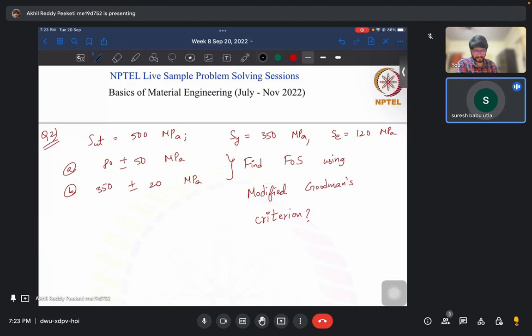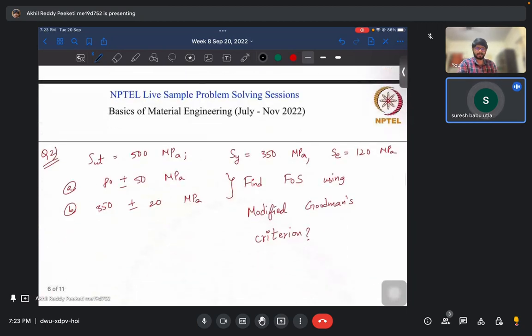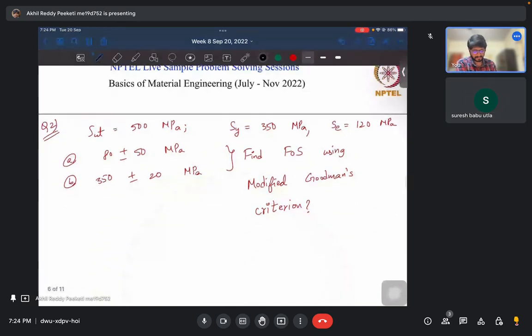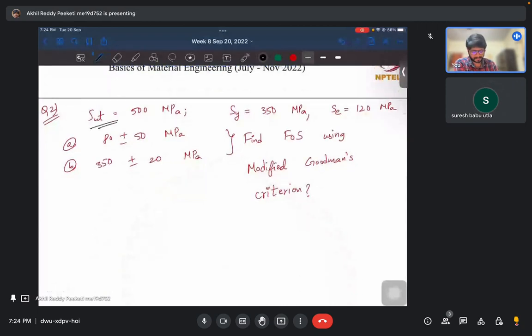So now, next question. We were given the ultimate tensile strength, yield strength, and endurance strength, and the stresses. So whenever you are given this plus or minus, the first one is the mean, the second one is the amplitude. So now we have to find the factor of safety using modified Goodman's criteria.